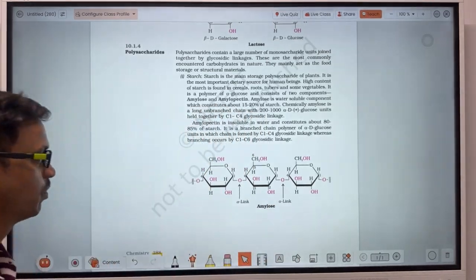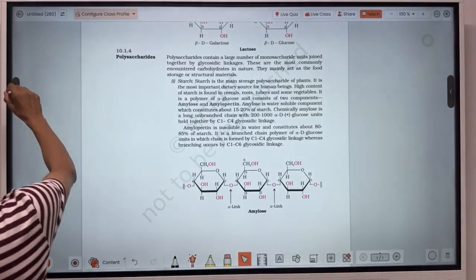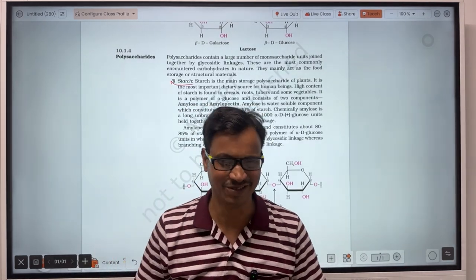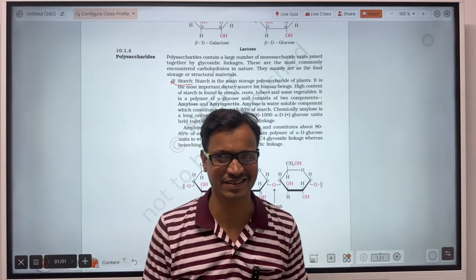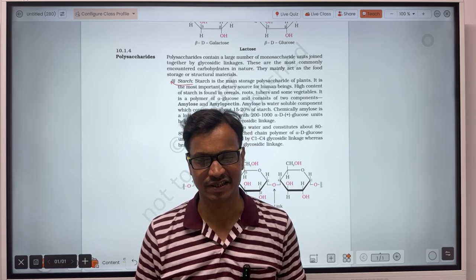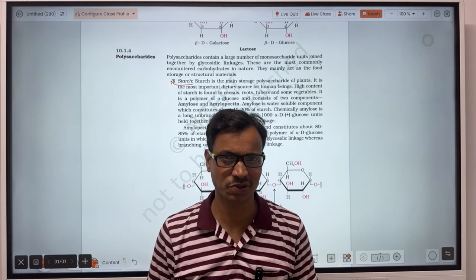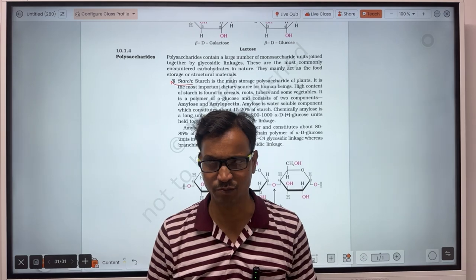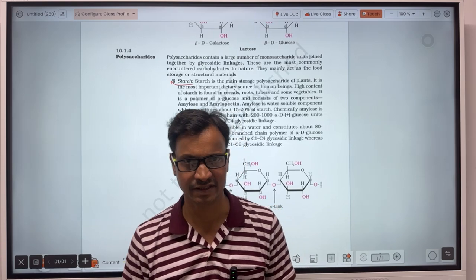Let's see here. Starch is found in plants. You have studied it in the junior classes, maybe 6th, 7th, 8th. In case of plants, the food is stored in the form of starch. And starch is composed of two portions, that is amylose and amylopectin.